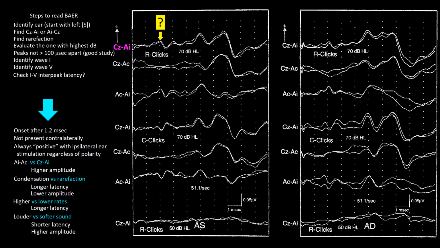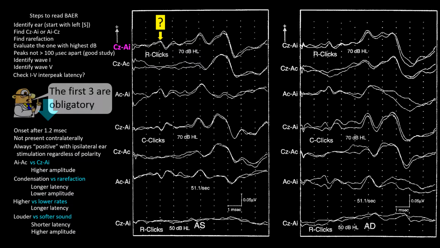I have now listed under the aqua arrow the steps necessary for wave 1 identification. It is important to stress that the three top items are obligatory. This implies that if one of them is contradicted, the possibility of the wave in question being wave 1 is almost nil. The first item is onset after 1.2 milliseconds.